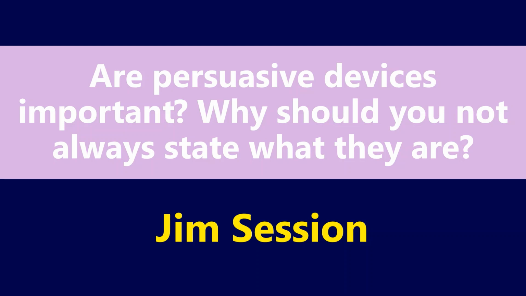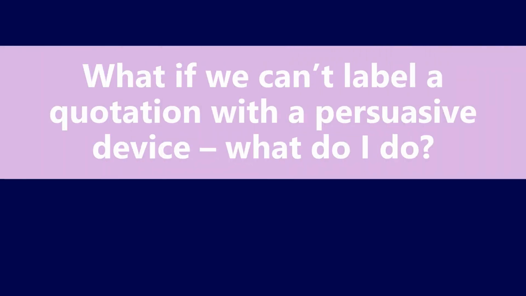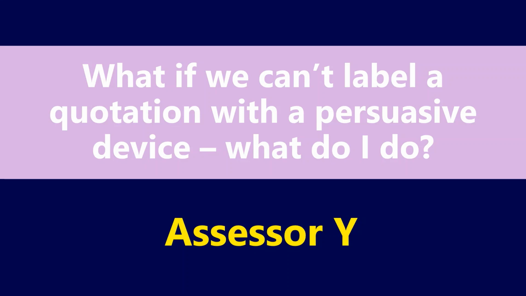So, Assessor Y, the next question for you: what if we can't label a quotation with a persuasive device? What do we do? You can still address it, and I think we've kind of covered that there. Definitely talk about what it's doing, how it's doing it, show us where it's happening, all that good stuff. If you don't have the meta language for a particular device, that's totally fine. We do want to see meta language, obviously, at times throughout your essay to show that you've got command of it. But if you're not sure what something is, or if something is many things all at once and you can't think of all the titles for it, don't worry about it. Just get to the actual analysis part.